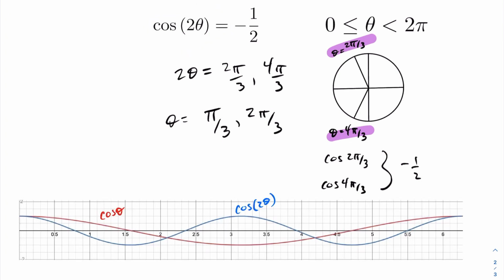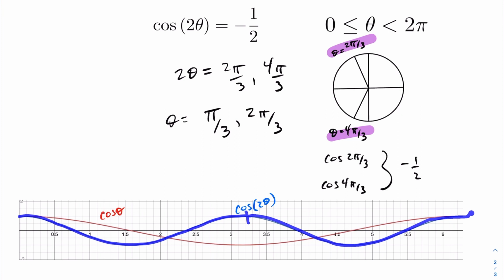All right, we have here the graph of cos of theta in red and the graph of cos of 2 theta in blue here. And you can see here that your cos of 2 theta function will start at 0 and complete one cycle right about here. Then that cycle starts up again and completes.